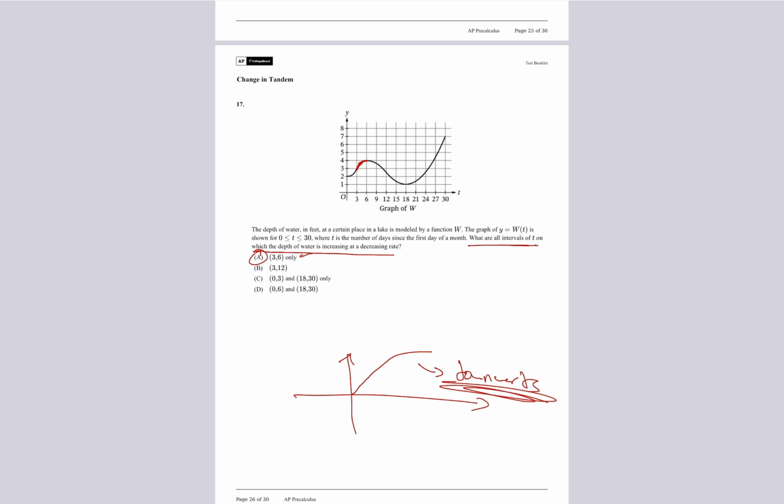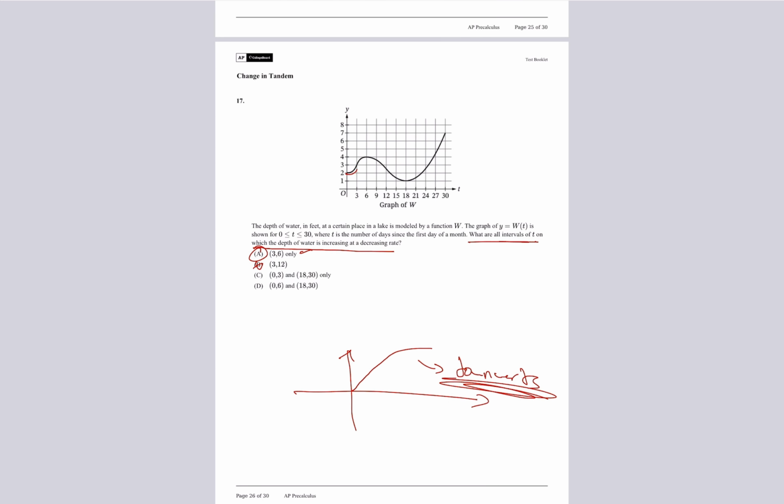3 to 12, well, this is decreasing, so that's not correct. 0 to 3, it's increasing at an increasing rate, that's out as well. 0 to 6, out as well. Okay.